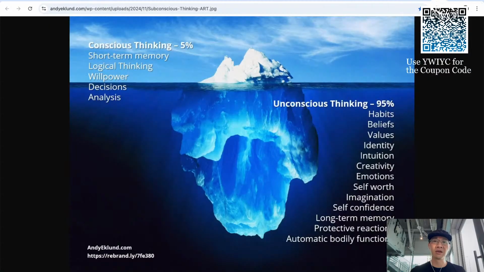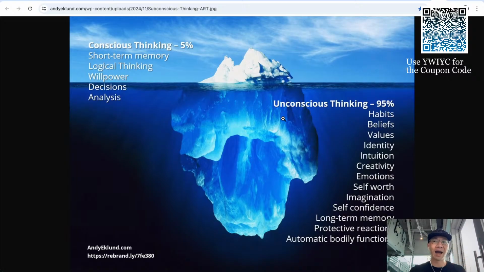Now, in my current level of understanding, I think this has a lot to do with your subconscious mind. Many of you in the world of personal development are familiar with this. You've seen this iceberg countless times, and they tell you your conscious thinking only commands about 5% of your mental capacity or mental power. Conscious thinking is about your short-term memory, your logical thinking, your willpower, decisions, and analysis. And they're going to say, you've got to focus over here, and you're focusing on over here when you don't even know it. But what really needs to be shifted or changed or transformed is the subconscious mind or the unconscious thinking.